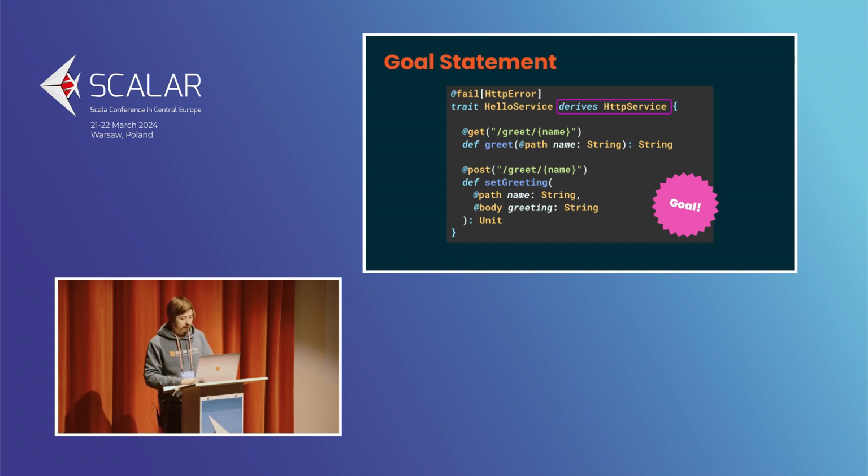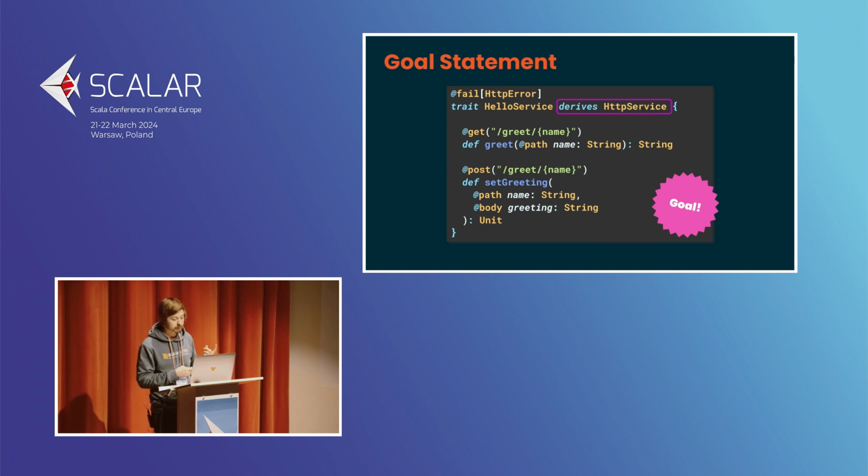And we have an annotation at the top here, fail, which means that each of these endpoints can fail with some model which we call the HTTP error. I've highlighted this thing up here because what I want to derive from this definition is this HTTP service. What is that? It's a data structure that reifies all these operations as endpoints that we can then interpret either to make a server or a client, all from this one source of truth.